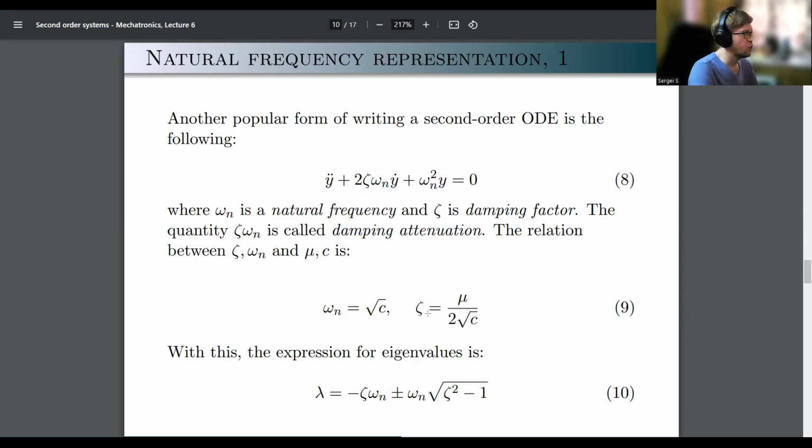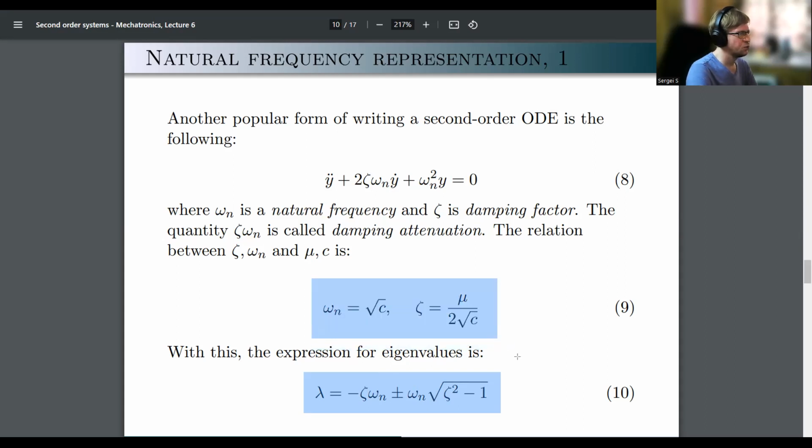With that, the expression for eigenvalues becomes this. Okay, so I'm not going to derive it for you. You can just substitute this into the previous equations, or derive it directly for this equation. There are many ways to do it, but this is the result.